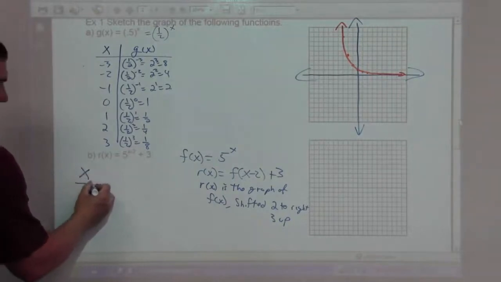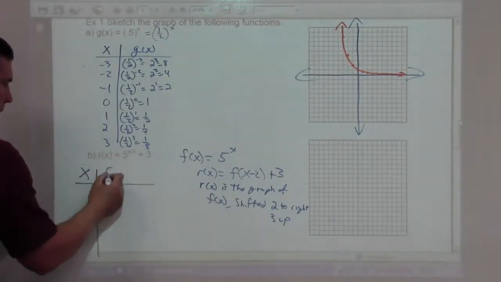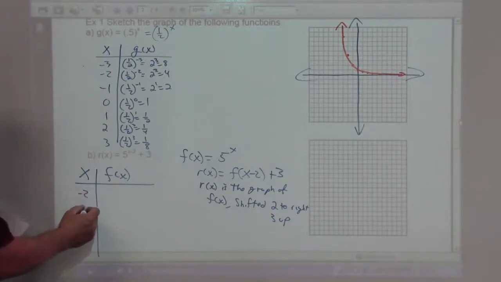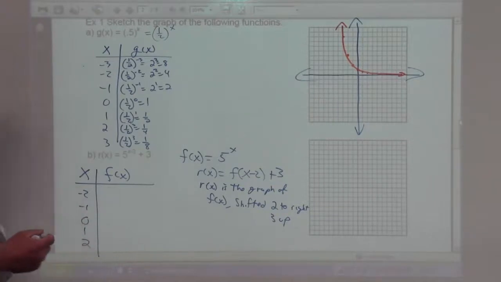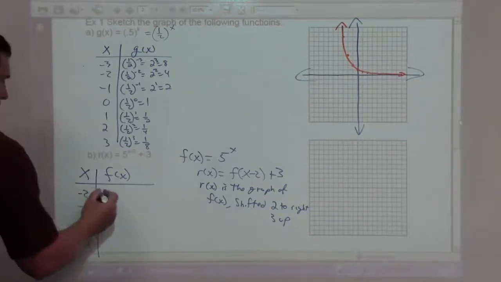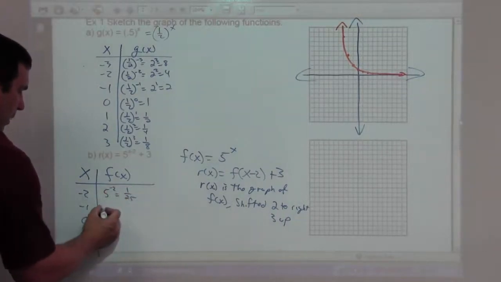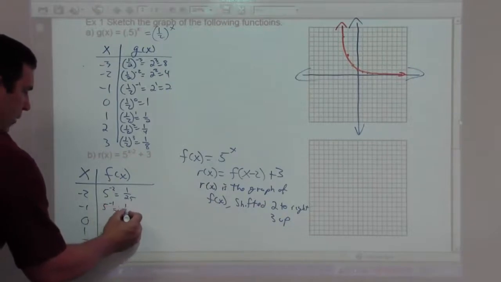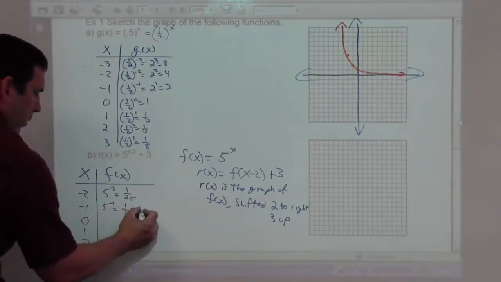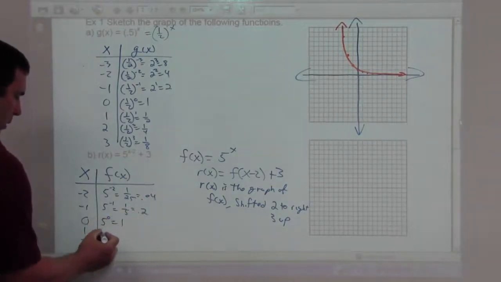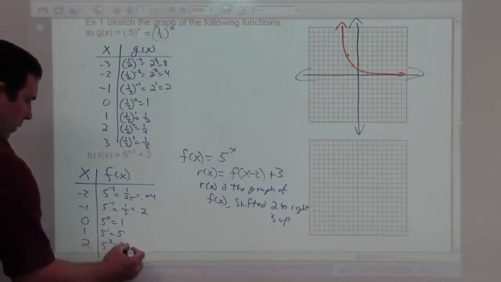So let's look at x, f of x. So we'll try, I don't know, -2, -1, 0, 1, and 2. So here we have 5 to the -2 is 1 over 25. 5 to the -1 is 1 over 5, which is 0.2. This one's 0.04. 5 to the 0 is 1. 5 to the 1 is 5. 5 to the 2 is 25.